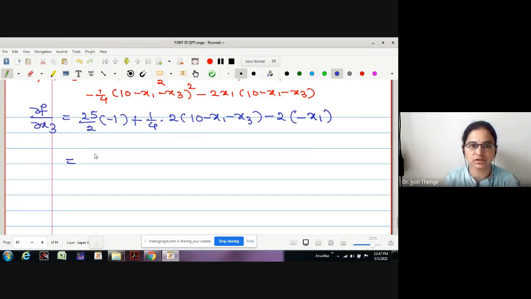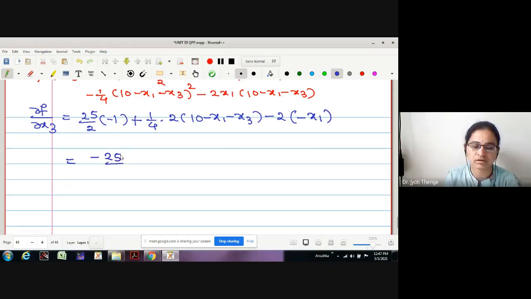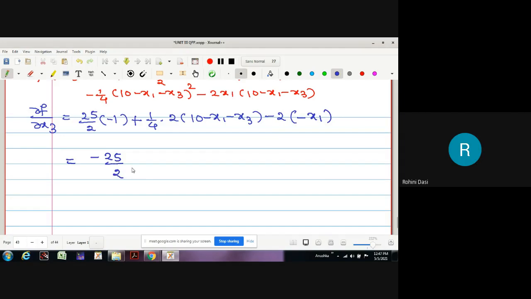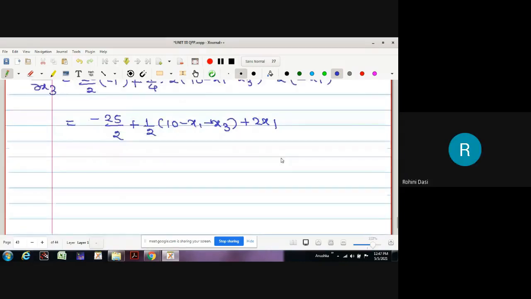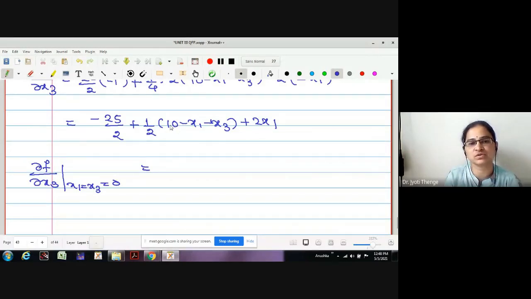Let me check the constant terms first. Minus 15 by 2. Okay, you calculated directly. Let me write. 25 by 2, this is 1 by 2, 10 minus x1 minus x3 plus 2x1, no? Constant is minus 15 by 2, no? No need to simplify here. So let me put directly dou f by dou x3 at the point x1 equal to x3 equal to 0, because these all values are 0. Here it is 25 by 2 plus 10 by 2, that is 5. Minus 15 by 2, less than 0.